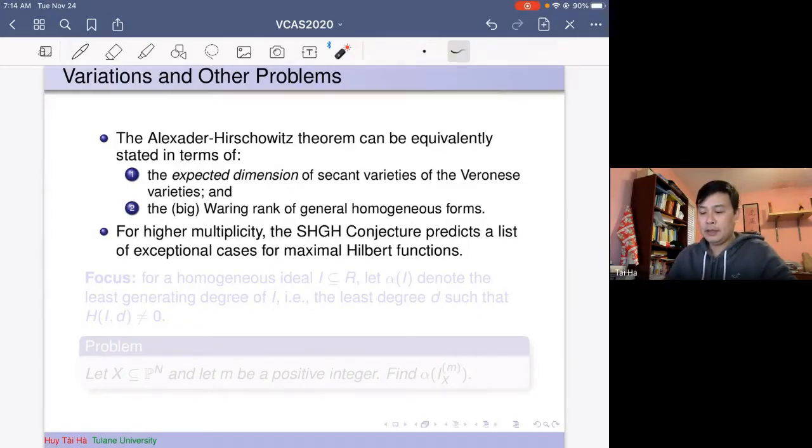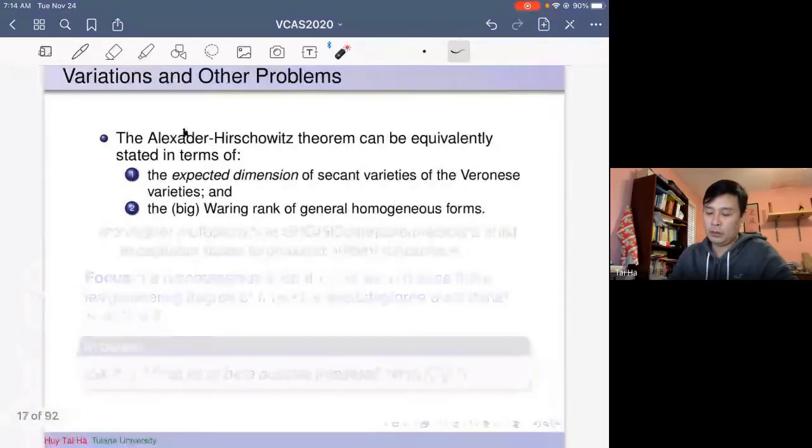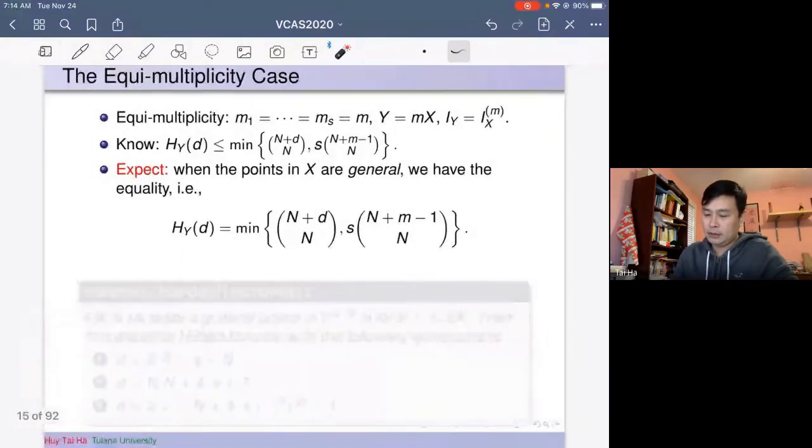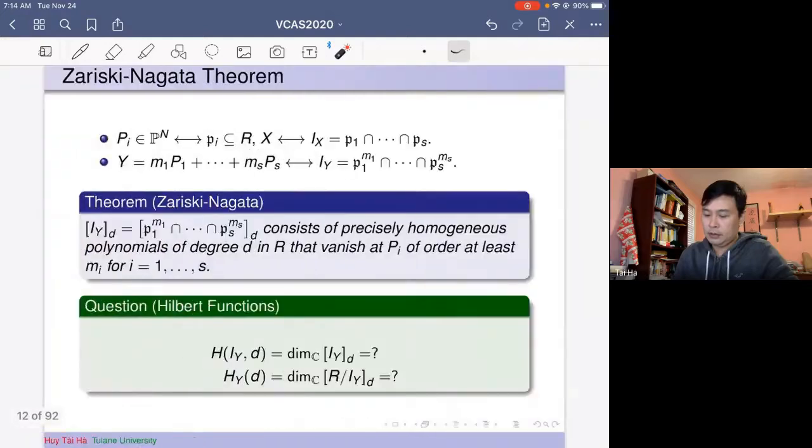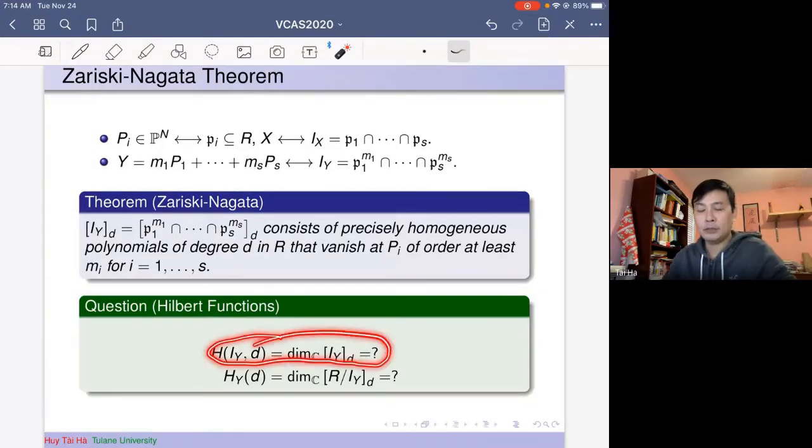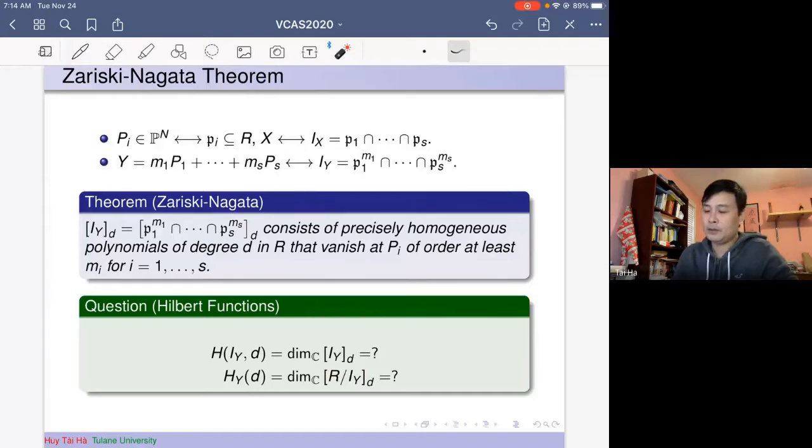Okay, so from now I'm going to focus on a much weaker problem. Here we're looking at the Hilbert function, right? We want to find out what the Hilbert function is. Now let's look at a much weaker problem that asks, when is this Hilbert function non-zero? So when are there polynomials inside the degree d piece of this ideal?